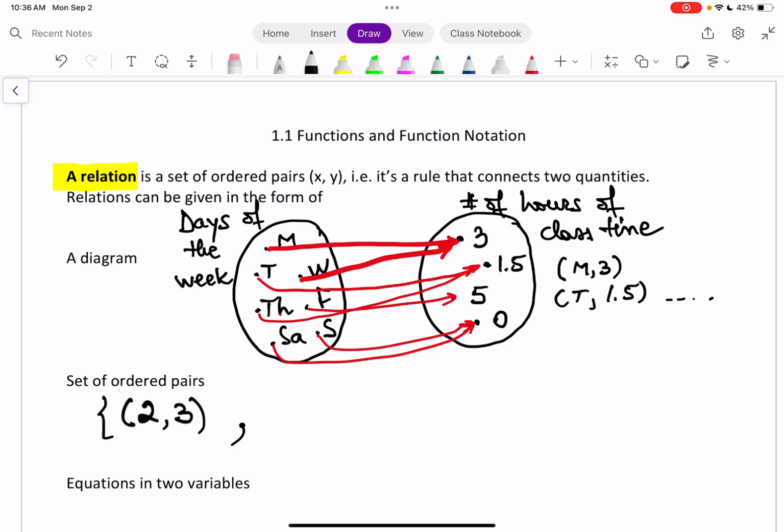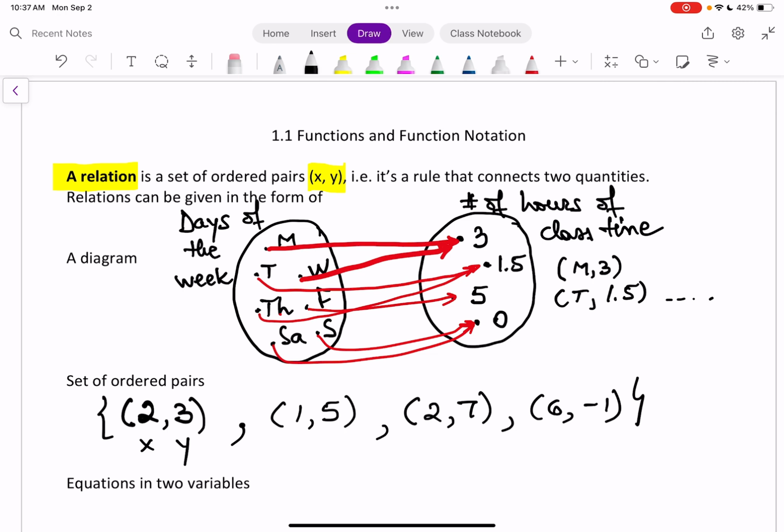So in other words, again, let's say if x is 2, y is 3. So remember, x comma y is an ordered pair. Therefore, we always know x goes first and y goes second. Here, let's say 1 is paired up with 5. 2 is paired up with 7. And let's say 6 is paired up with -1. Okay, so this is a set of ordered pairs. They might not tell you anything, but it's just as raw as the definition says. In other words, if x is 2, y is 3. If x is 1, y is 5, and so on.